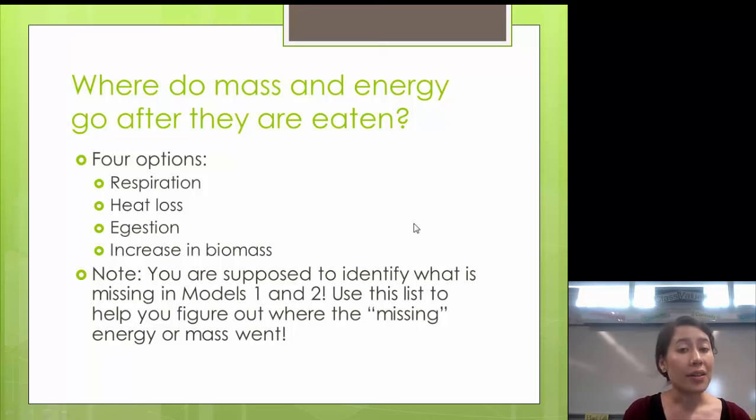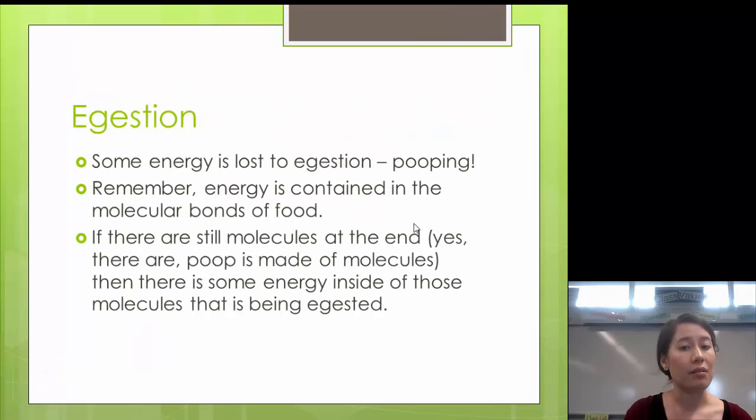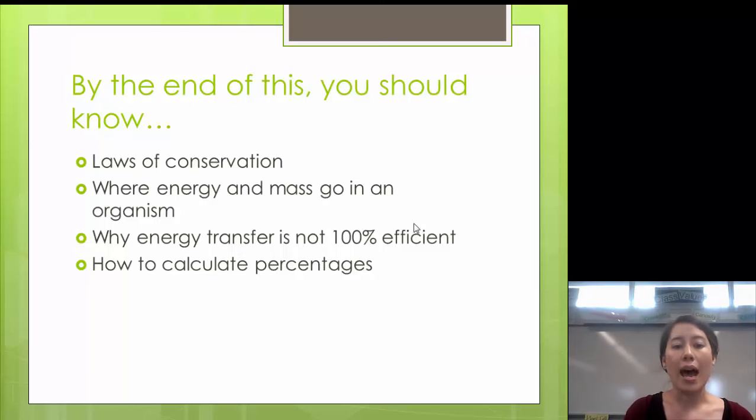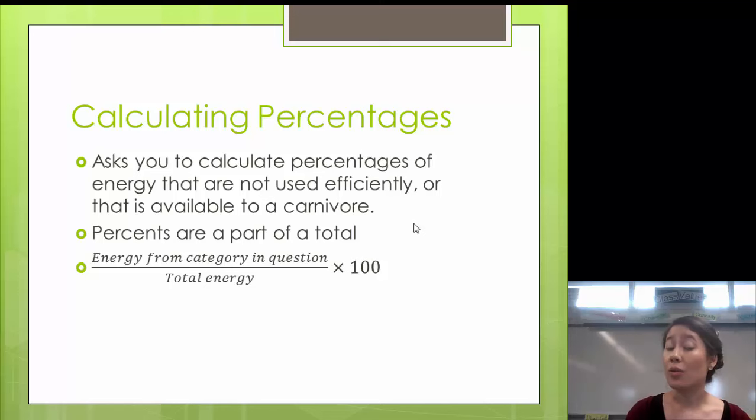If you know how to calculate percentages, if the math was easy for you, then skip the next part. Otherwise, I'm going to do a brief review on calculating percentages at the end. It's actually in the middle of the packet. So at various points, the packet asks you to calculate percentages of energy that are not used efficiently or that would be available to a carnivore.